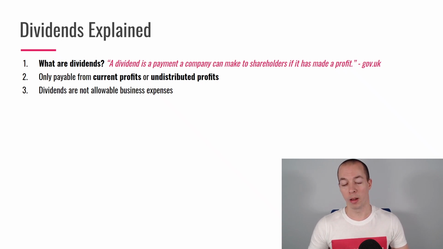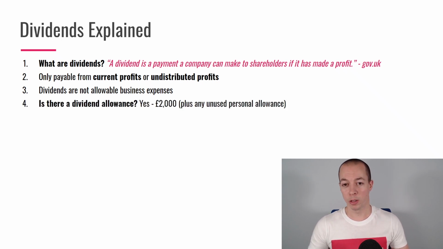Now, dividends themselves are not allowable business expenses. So unlike your salary, if you're paying yourself a basic director salary, that will be classed as a business expense and you won't have to pay any corporation tax on that money. Whereas dividends are not an allowable business expense and are actually paid after corporation tax has been applied to those profits. So whatever profit you'd make for the year, corporation tax would then be deducted and then you could pay dividends from the remainder, but they are certainly not an allowable business expense.